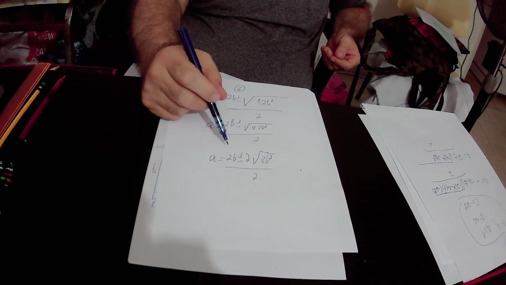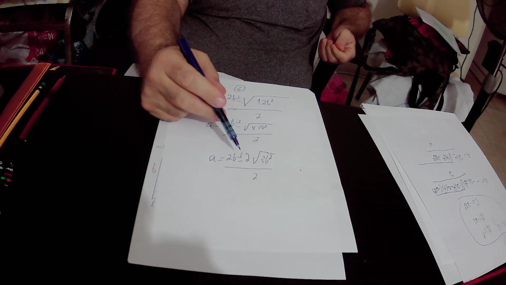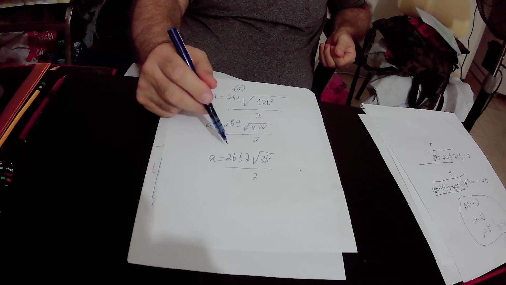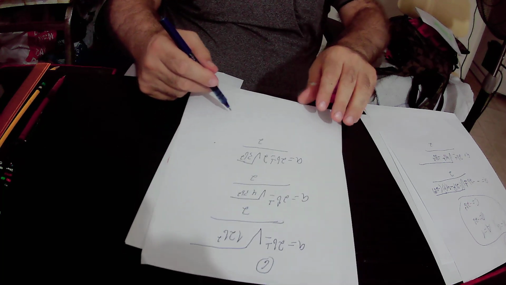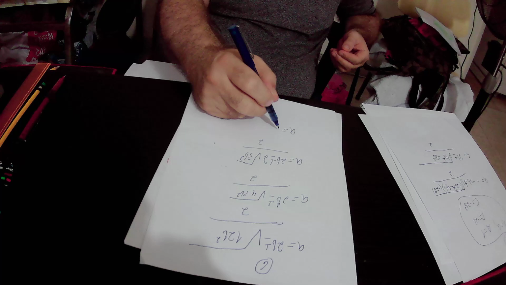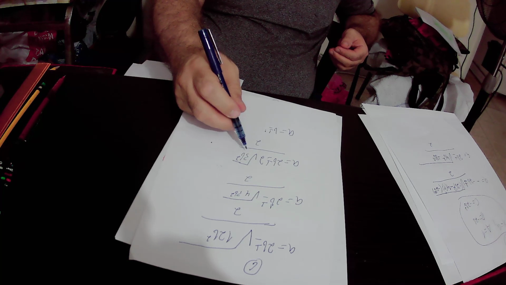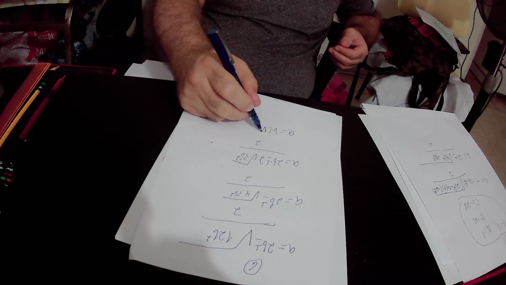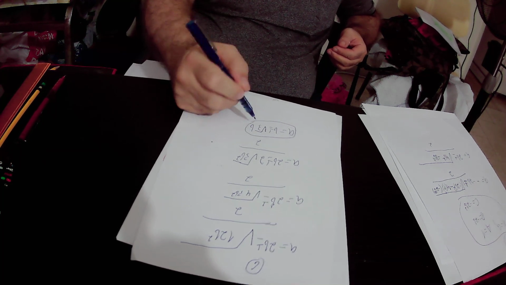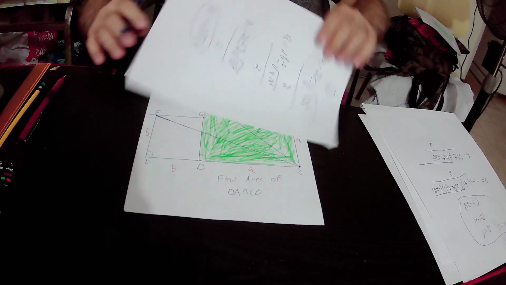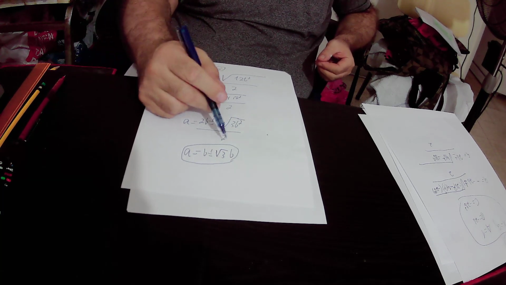Here we have 2 in the numerator and 2 in the denominator, so we can cancel 2. A will be equal to B plus minus the root of 3B square, which is root 3 times B. So in total we got that A equals B plus minus root 3 B.